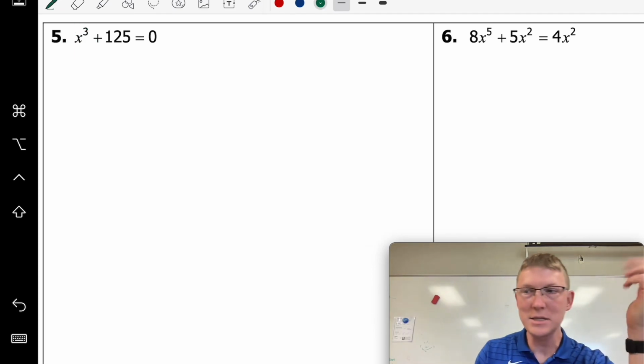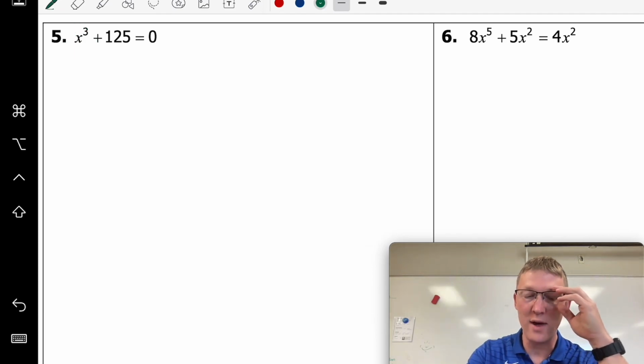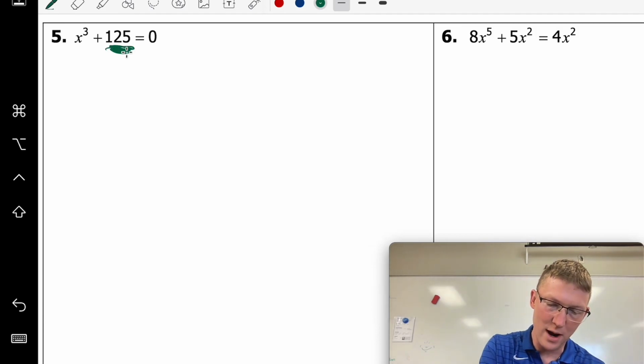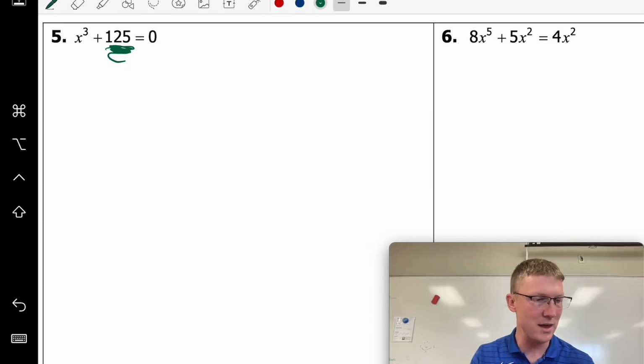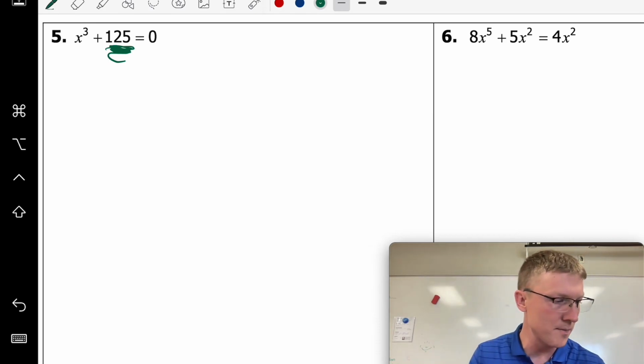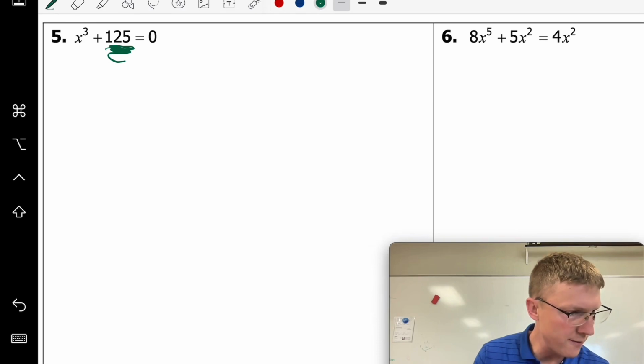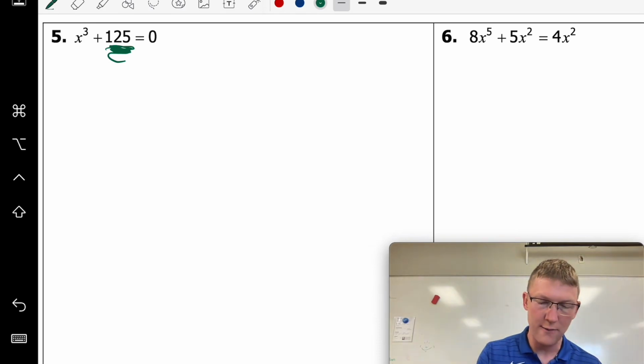I see an x cubed. So I'm not as good with cubes, but I do remember that if I have a perfect cube plus a perfect cube, that's a thing that I should remember. And if I remember correctly, 125 is one of those numbers. I'm going to double check. I'm going to use my calculator. I'm going to go to math, scroll down to number 4, cube root 125. It's going to give me 5.